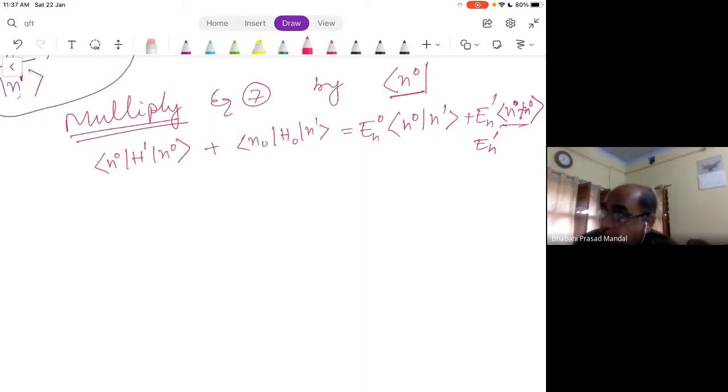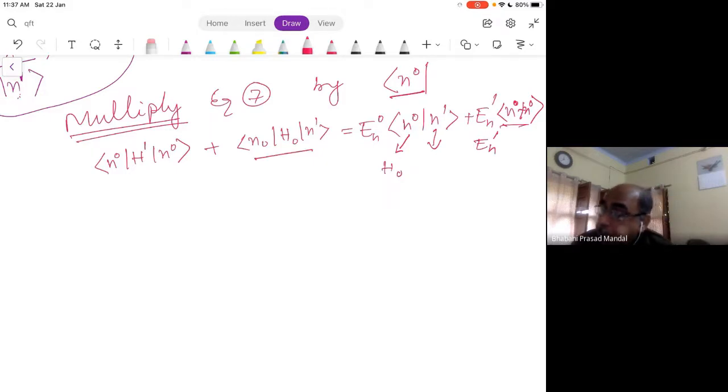This term is not 0. Students make a mistake because this belongs to H0 and this is the correction, so they don't form an orthonormal set. Don't say they are orthonormal so they will be 0. Many students write that it is zero and get the correct answer, but this is wrong.